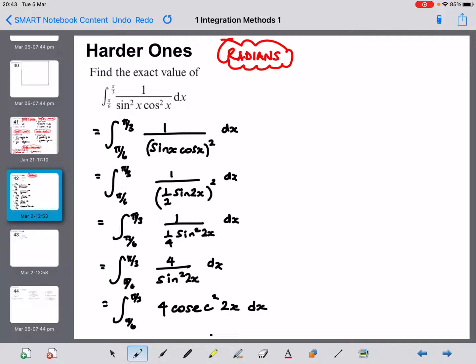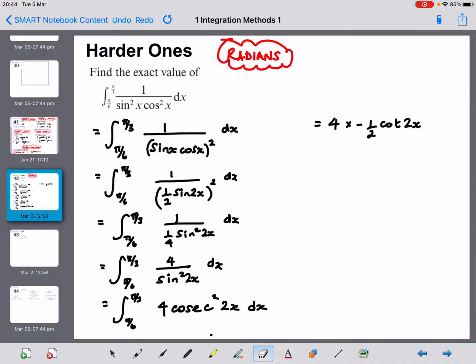That's in the formula booklet, cosec squared. Now, because we've got an internal function of 2x, I'm just going to come up here. The integral of cosec squared x is negative cot x. But then we've got an internal function of 2, so we need to divide that by the 2. So we've got 4, and then we've got negative a half cot 2x.